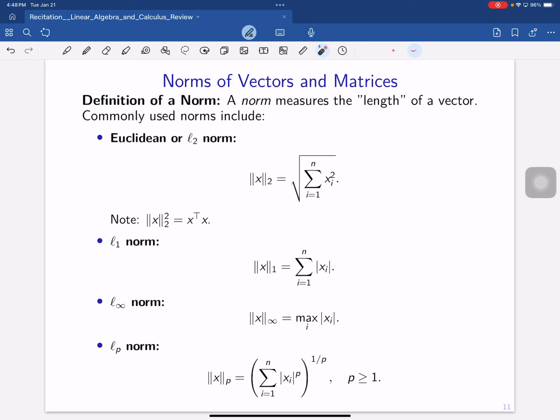Okay. So here you can quickly verify, let's say if p equals 2, you clearly reproduce the Euclidean norm, right? When p equals 1, you reproduce the 1 norm, right? And if you take p to infinity, as the order of the polynomial grows, the largest term will dominate the rest of the terms, right? So that's why it is the maximum of these absolute values here, okay?